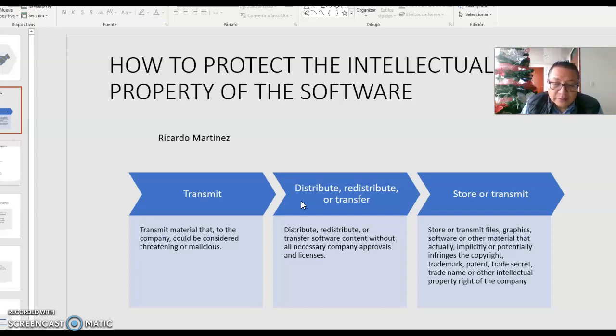Store or transmit. Store or transmit files, graphic software, or other material that actually or implicitly potentially infringes the trademark, patent, trade secret, trade name, or other intellectual property right of the company.